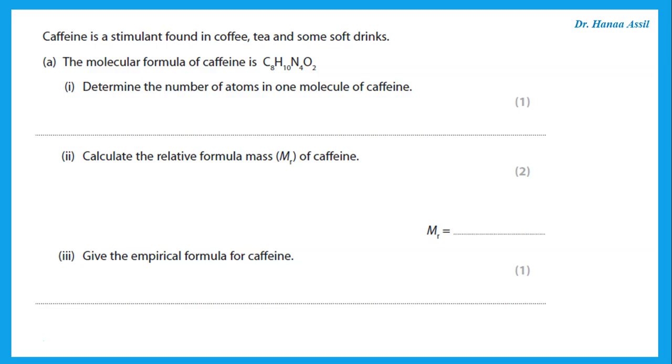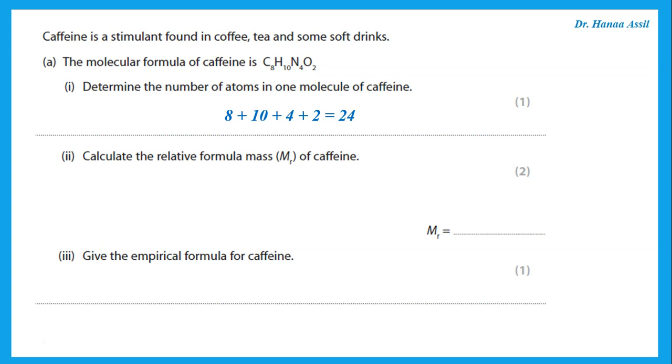Caffeine is a stimulant found in coffee, tea, and some soft drinks. The molecular formula of caffeine is this. Determine the number of atoms in one molecule. Of how many total number of atoms? Well, I have 8 carbons, 10 hydrogens, 4 nitrogens, 2 oxygens, so the total number of atoms is 24.